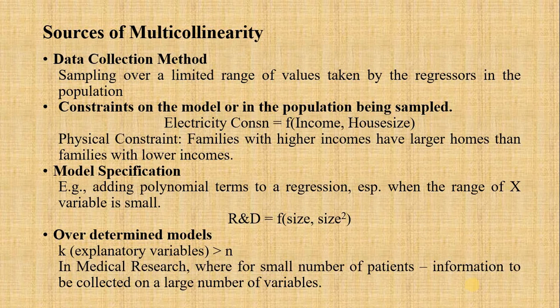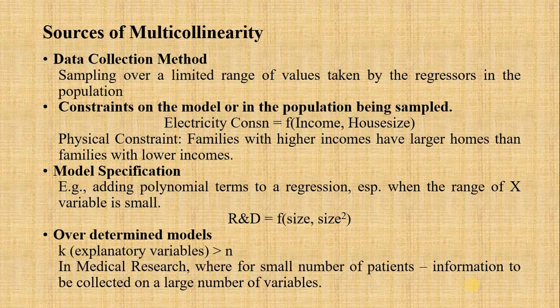Then the last one is the overdetermined models. What is this overdetermined model? This tells us that the number of explanatory variables is greater than the number of samples. If our sample is small and we have to estimate more and more variables, there are a large number of independent variables but only a small number of samples. So this is the overdetermined model.